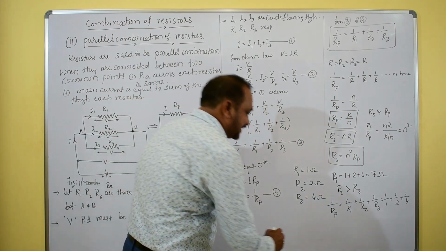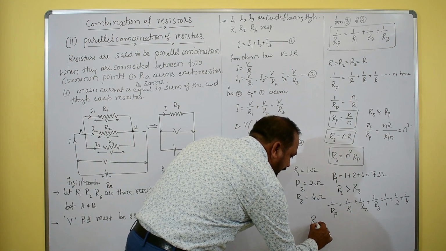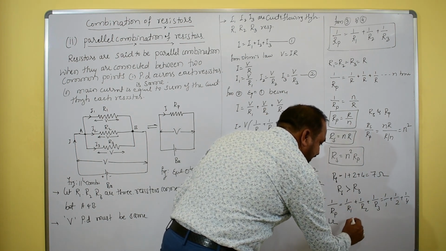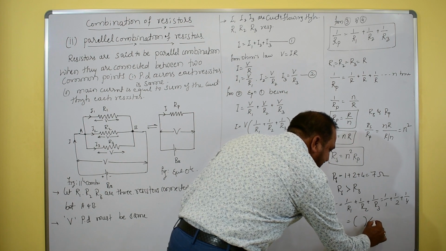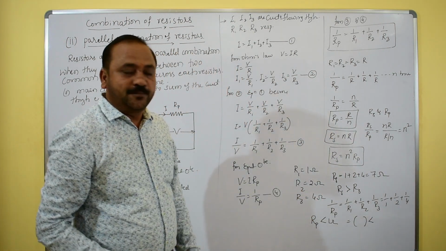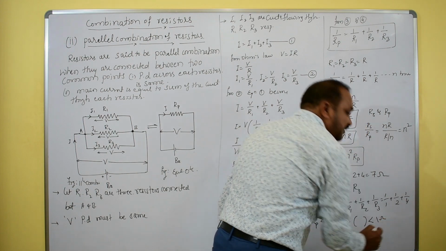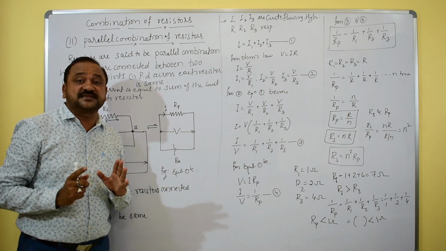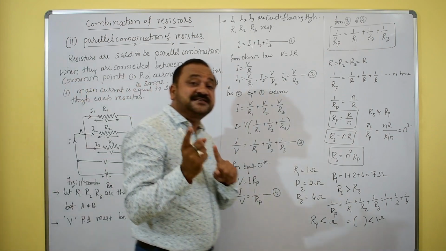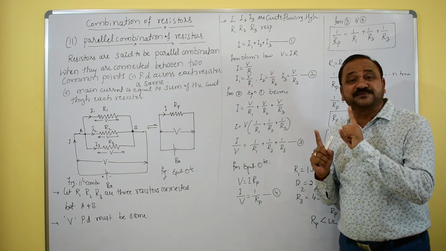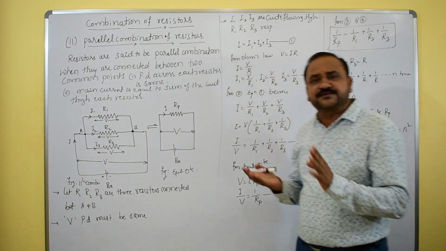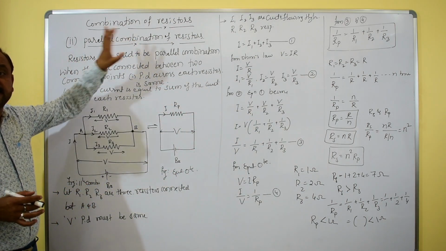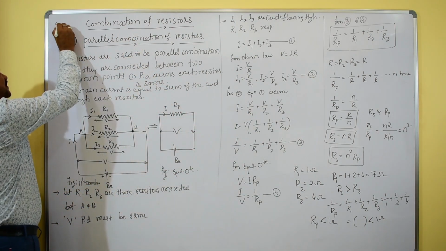The effective resistance Rp is always less than 1 ohm. After simplification, whatever the value, it should be less than that 1 ohm. This is a very important concept. Always try to understand it. Sometimes they may ask questions here on the difference between series and parallel combination. Many times they may ask a 3 marks question or 5 marks question. It was asked in the PU board examination as a 5 marks question.